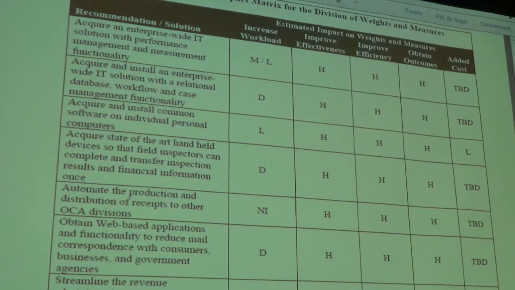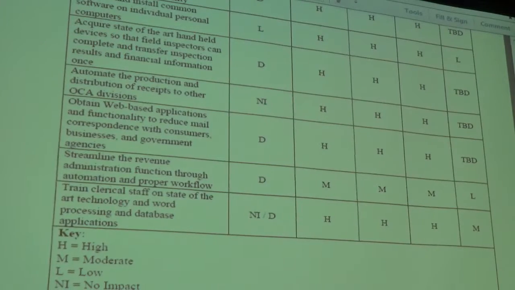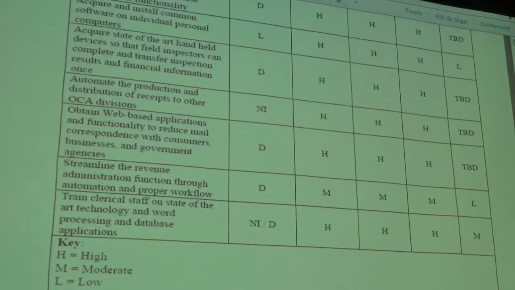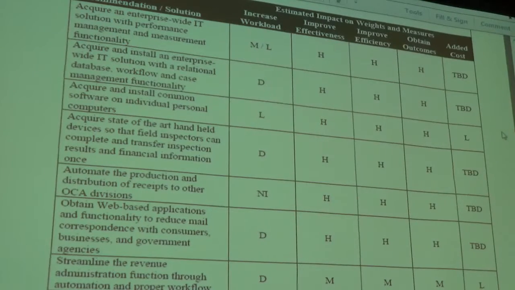So if we look at the matrix, we estimated where there's going to be moderate, low impact, where there's going to be a decrease in the workload, and whether there was going to be no impact. We looked at program effectiveness, were the recommendations, program changes going to improve the effectiveness of the division. If they were going to improve the effectiveness, it was going to be high or moderate. We looked at efficiency, was efficiency going to be improved? If it was going to be improved, was it going to be high or moderate?